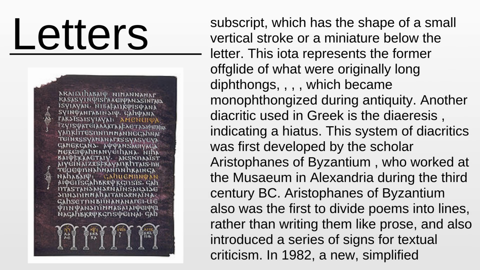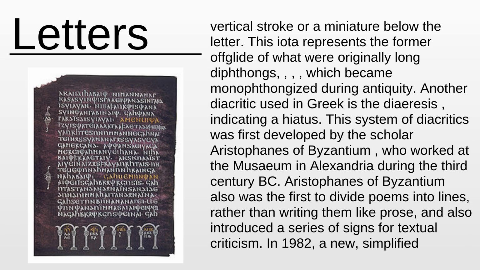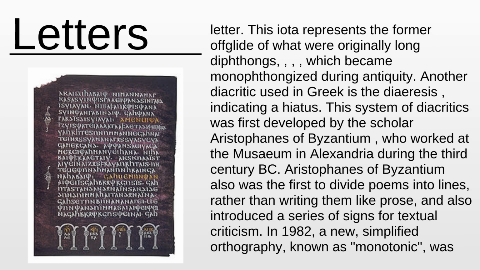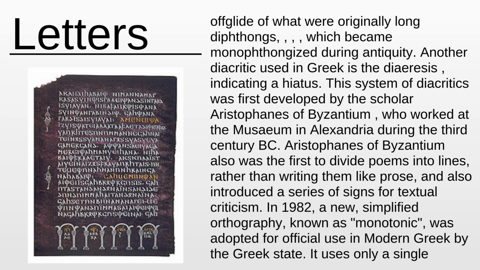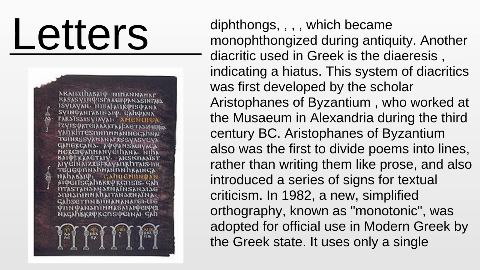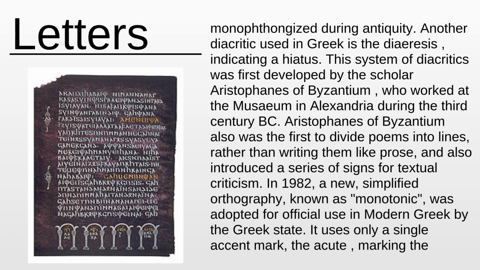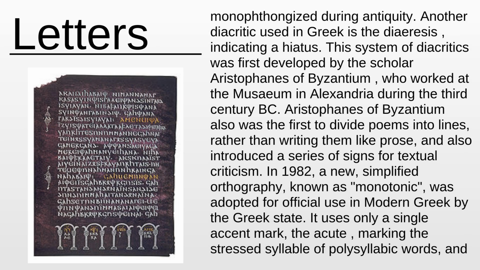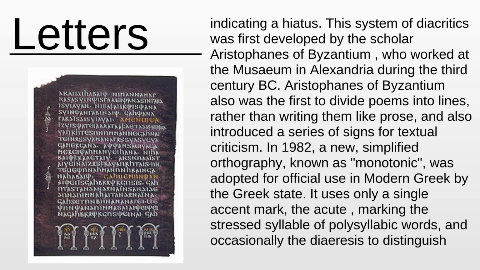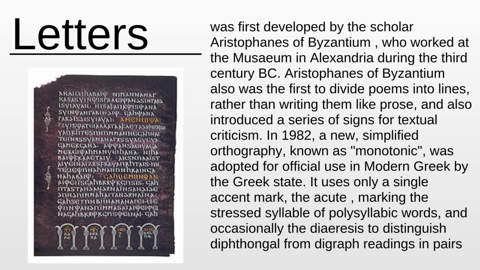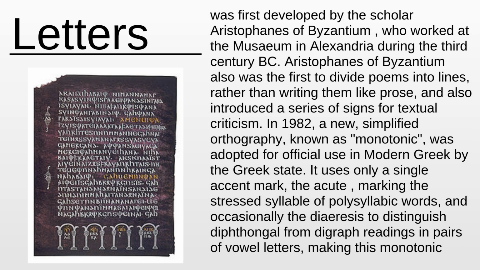This iota represents the former off-glide of what were originally long diphthongs, which became monophthongized during antiquity. Another diacritic used in Greek is the diaeresis, indicating a hiatus. This system of diacritics was first developed by the scholar Aristophanes of Byzantium, who worked at the Museum in Alexandria during the 3rd century BC.